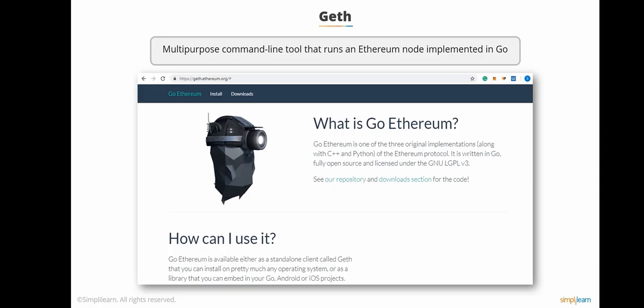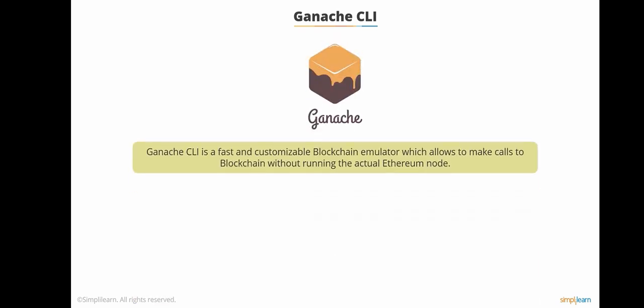Next, we have Ganache CLI. Ganache CLI is a customizable and fast emulator for blockchain, which permits making calls to blockchain without the need for running an actual Ethereum node. Following are some of the properties of Ganache.